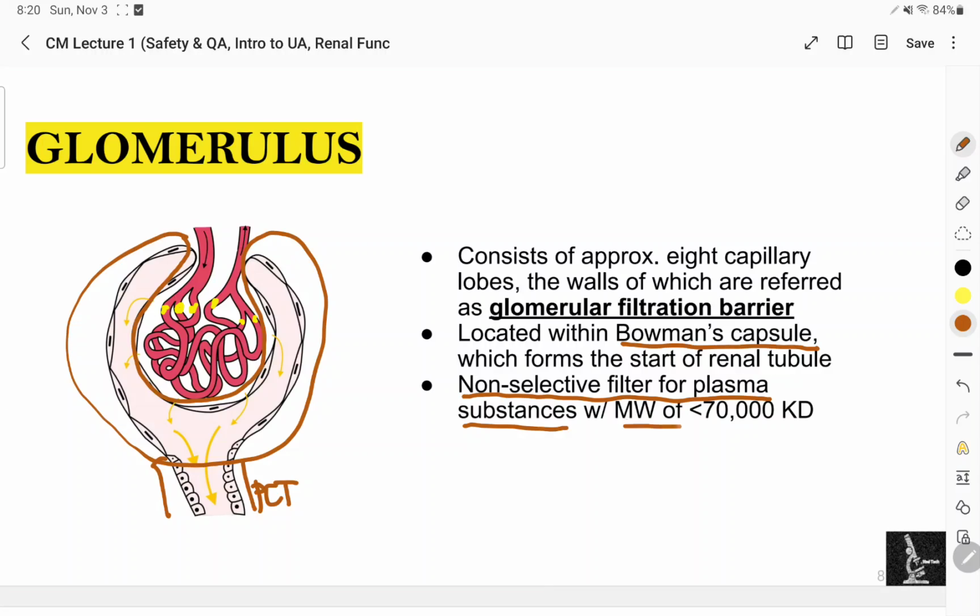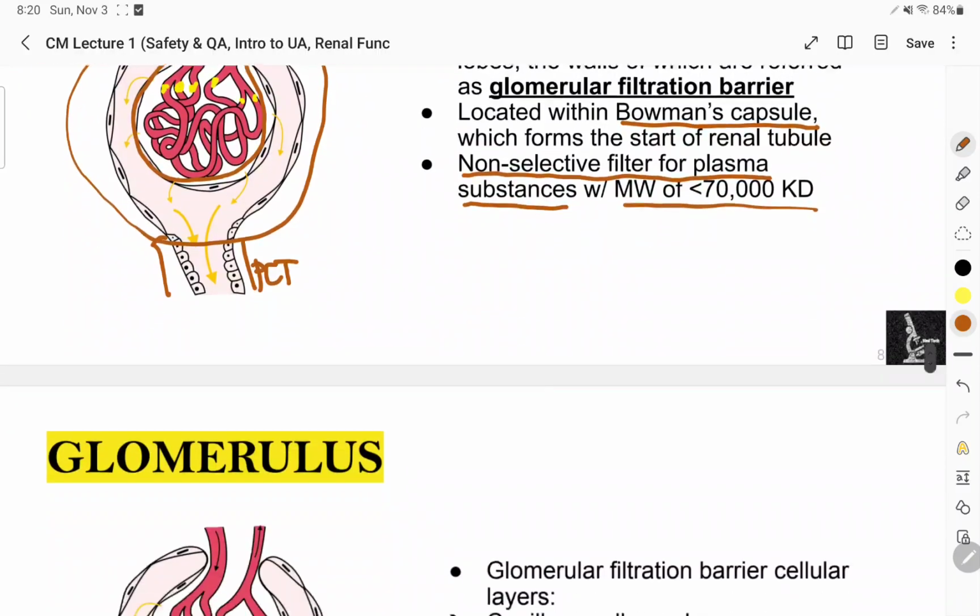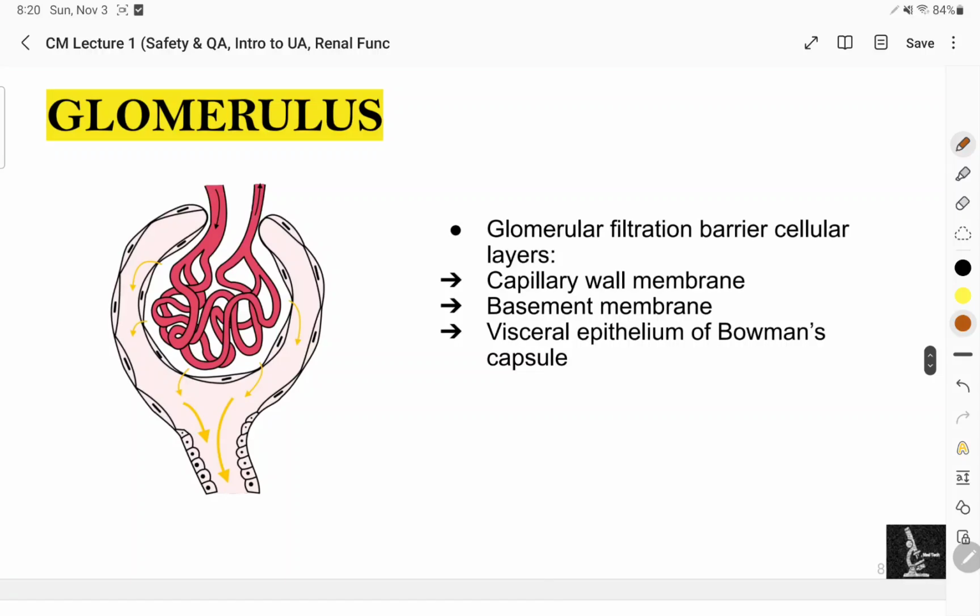As long as the molecular weight is less than 70,000 daltons. Okay? So your glomerulus is non-selective for any plasma substances as long as they are small. Okay, it should be less than 70,000 daltons, boom, it passes through. Okay? So your glomerulus, as we said, your capillaries, those 8 lobes of capillaries, their walls are called the glomerular filtration barrier. It has 3 cellular layers that compose the glomerular filtration barrier.